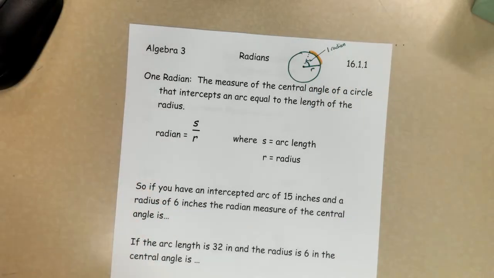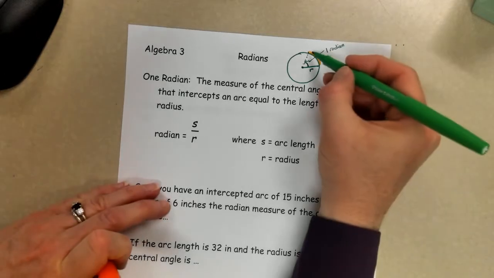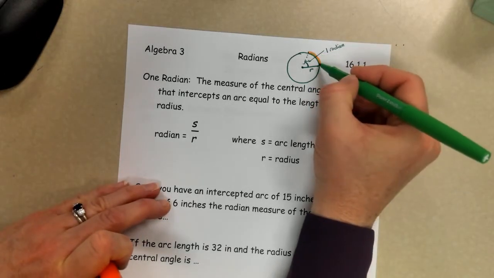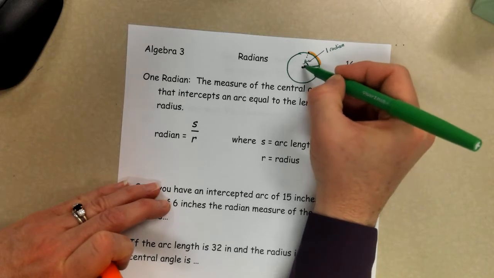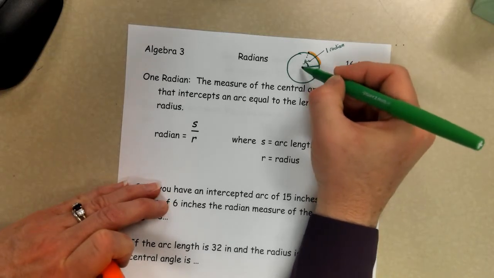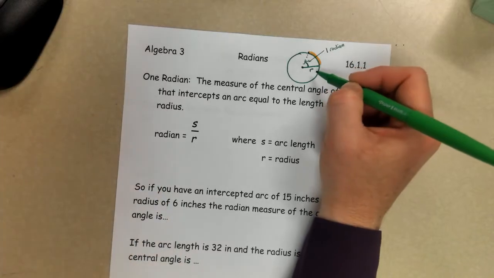It's taking the radius, measuring it off on the circumference of the circle, and saying this central angle is 1 radian in size. Kind of like 1 radius, but 1 radian.